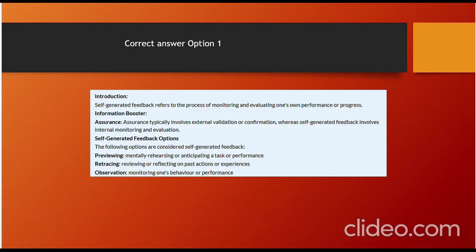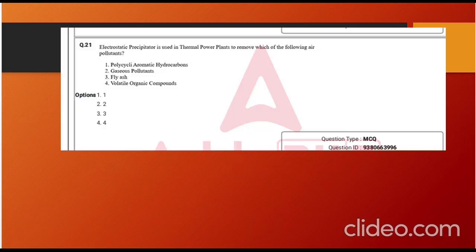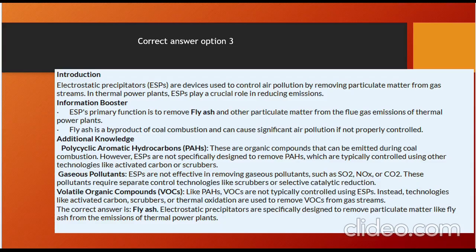Electrostatic precipitator is used in thermal power plants to remove which of the following air pollutants? Polycyclic aromatic hydrocarbons, gaseous pollutants, fly ash, volatile organic compounds. Options are given 1, 2, 3, and 4. The correct answer is option 3. That is, electrostatic precipitators are devices used to control air pollution by removing particulate matter from gas streams. In thermal power plants, electrostatic precipitators play a crucial role in reducing emissions.